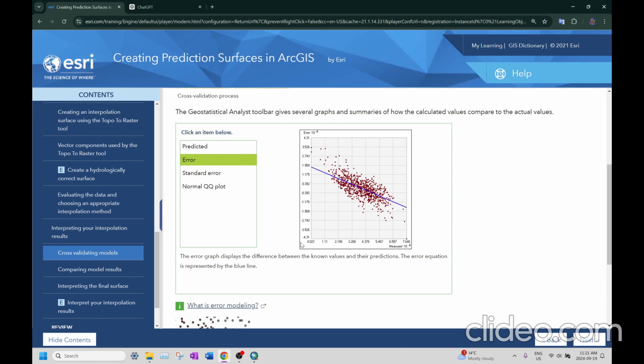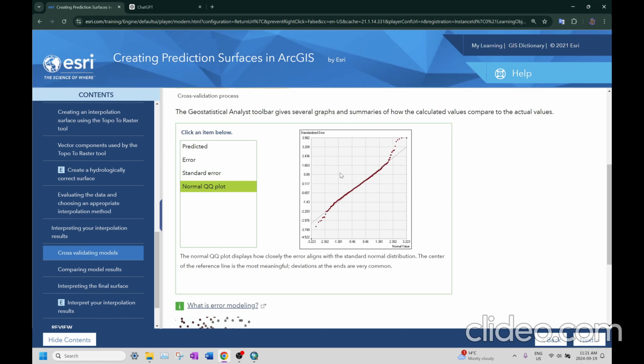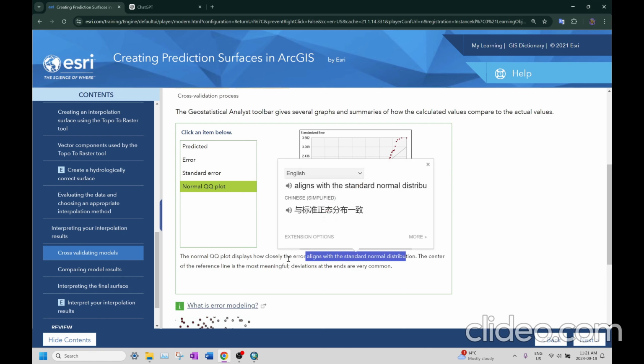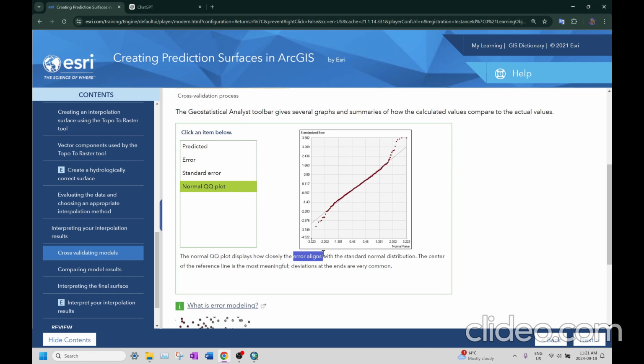And that's the error display. You can understand there is a standard error and a normal QQ plot. This one shows how closely the error aligns, not the data, okay? So how closely the error aligns with the standard normal distribution.